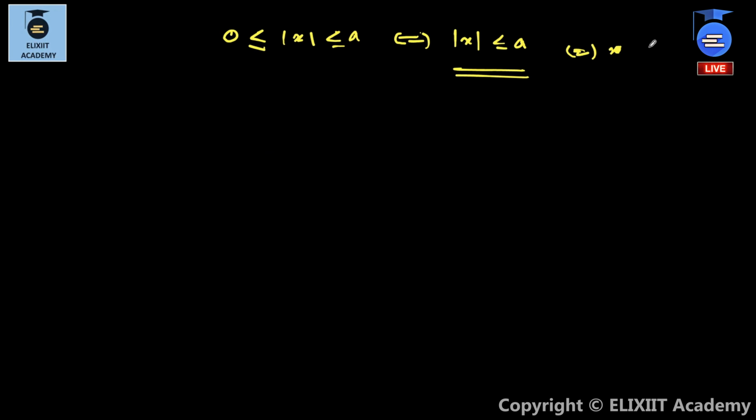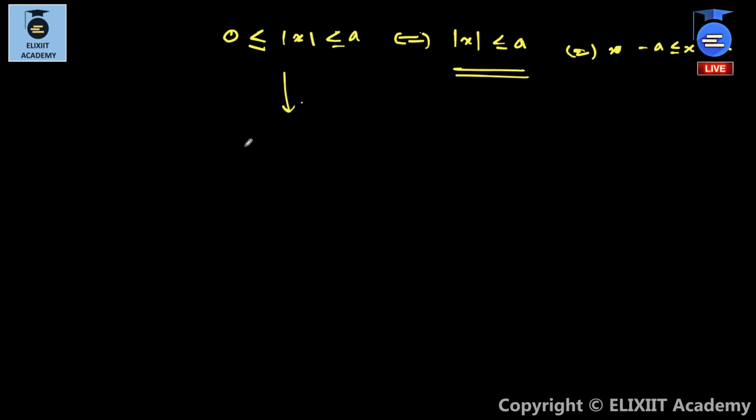If you are still confused about this type of inequality, mod of x less than or equal to a, or less than a, whatever. If there is an equality sign here, this inequality is equivalent to this inequality. I have explained this. Whenever we have mod of x less than or equal to a, it is assumed that mod of x is also greater than or equal to 0. And from here you get the solution: x lies between minus a to a.